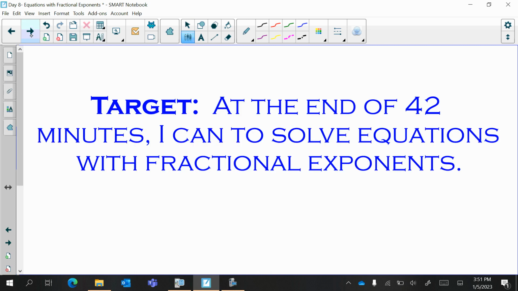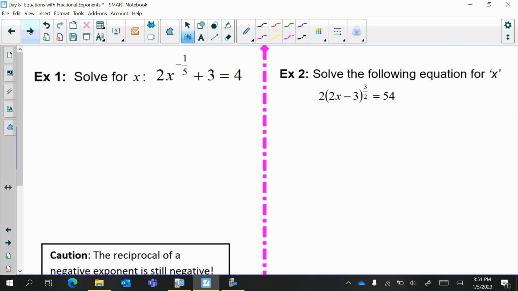So our target is that at the end of the 42 minutes, I can solve equations with fractional exponents. Now, before we can even deal with the exponents like the video said, we are going to have to get the base by itself. What that means is we are going to have to work from the outside in, because my base right here is x. So don't even touch the exponent before you get the x by itself.